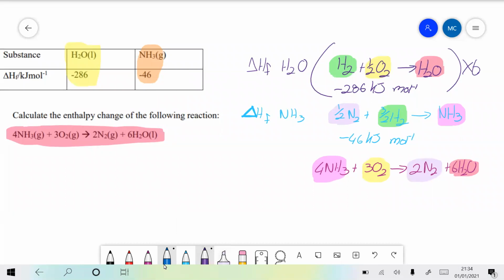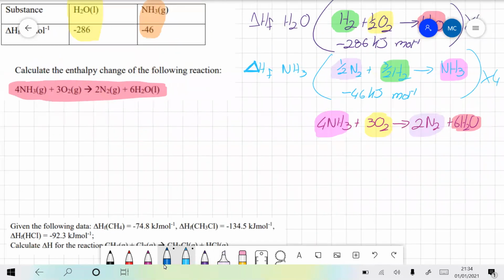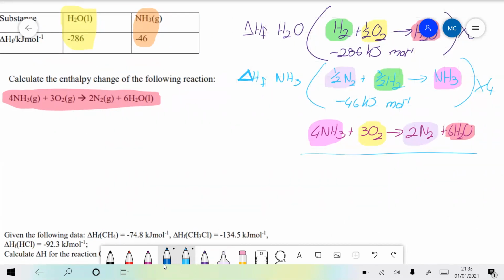We have 4 NH3s. We'll need to multiply this by 4, and this should mean that everything is balanced. So let's write everything down and see what we're going to have. So we're going to have 6H2 plus 3O2 to give 6H2O. We have N2 and N2 plus 6H2 to give 4 NH3.